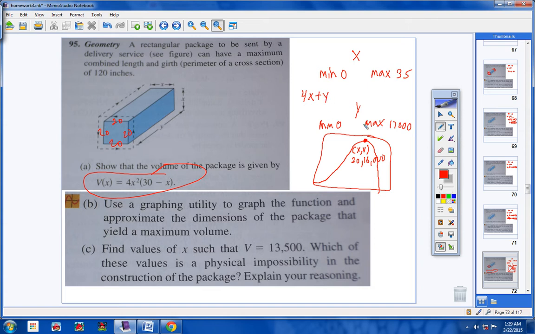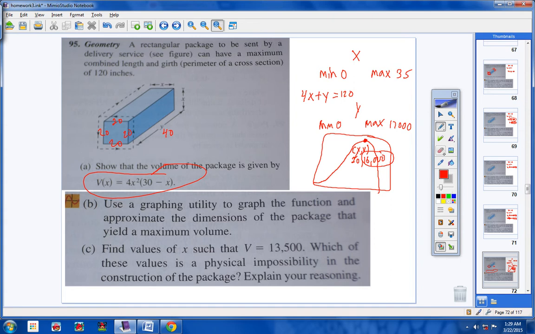And so we know our y would have to be 4x plus y equals 120. So we have 20, 40, 60, 80. Then this right here would have to be 40, because you add up your perimeter. 20 plus 20 plus 20 plus 20 is 80, plus 40 is 120. So there we go. So what are the dimensions of the package that give us a maximum volume of 16,000? Well, x is 20. So if x is 20, then it's a 20 by 20 by 40 dimensions.